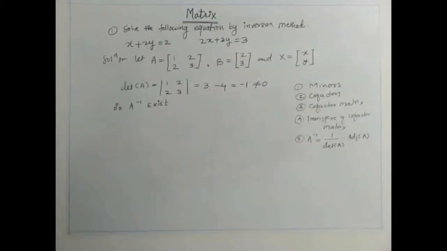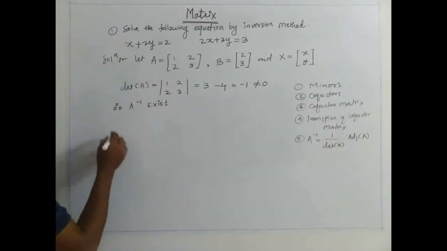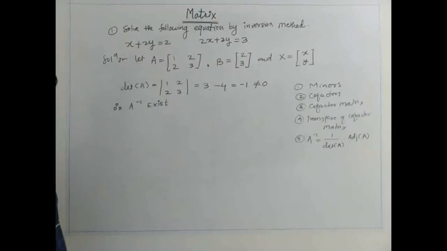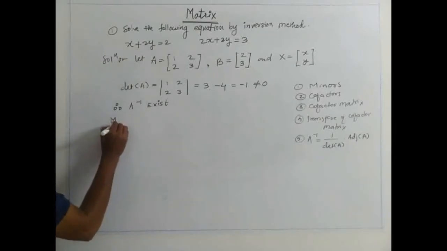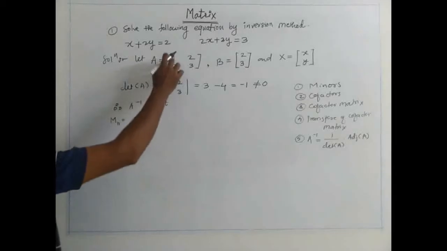So let's begin one by one, step by step. First we are going to find the minors of matrix A. Matrix A has order 2 by 2, so there are 4 minors. Let's begin with the first minor, M11.